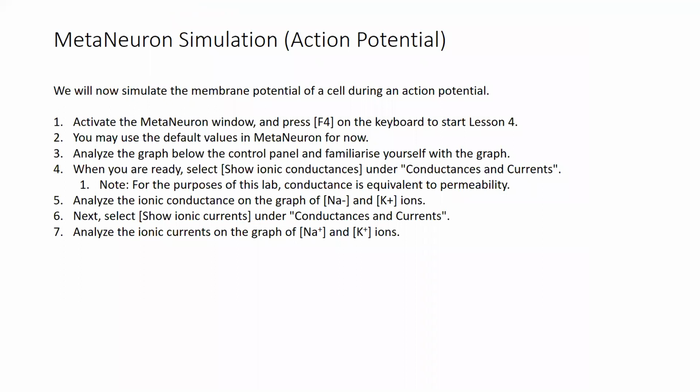Next, we will simulate the membrane potential of a cell during an action potential. Activate the Metaneuron window and press F4 on the keyboard to start Lesson 4. You may use the default values in Metaneuron for now. Once the simulation is complete, analyze the graph below the control panel and familiarize yourself with the graph.